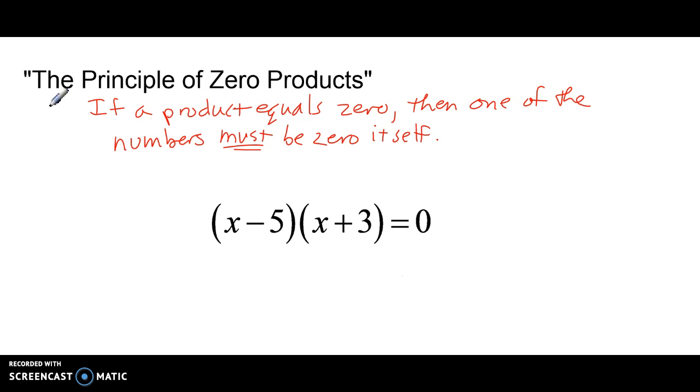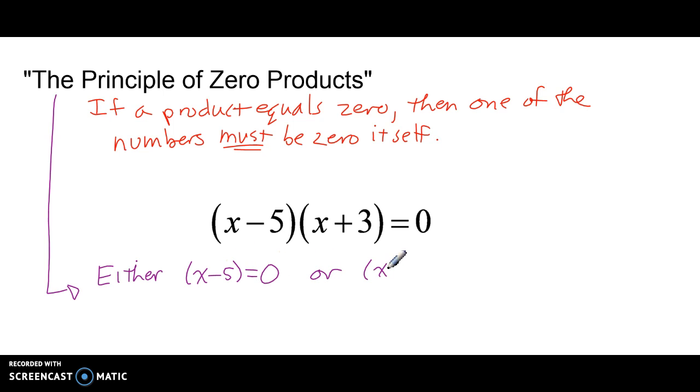Well, because of this principle of zero products, that tells us that either x minus 5 has to equal 0, or x plus 3 has to equal 0. That's what the principle of zero product says. If you have a product equals 0, one part's got to be 0 or the other part's got to be 0. So what that means is that one equation really breaks down into two smaller equations.